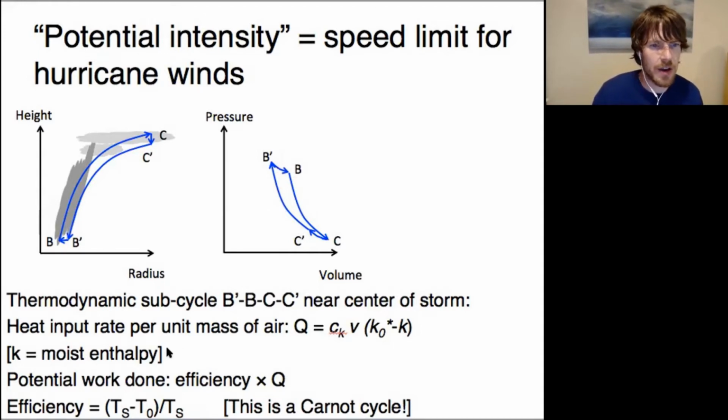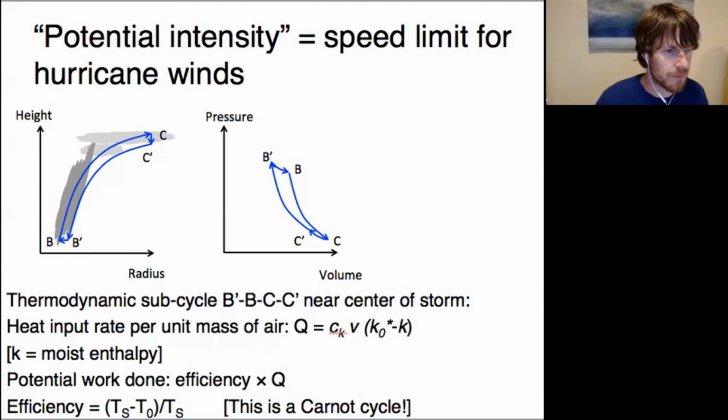And the heat input rate per unit mass of air through this cycle is given by the product of the wind speeds near the center of the storm, the enthalpy exchange coefficient CK, and the thermodynamic disequilibrium, or moist enthalpy disequilibrium, between the surface itself and the air just near the surface. And then the potential work done is given by an efficiency multiplied by this heat throughput, where the efficiency is equal to that of a Carnot cycle, the surface temperature minus the outflow temperature divided by the surface temperature.